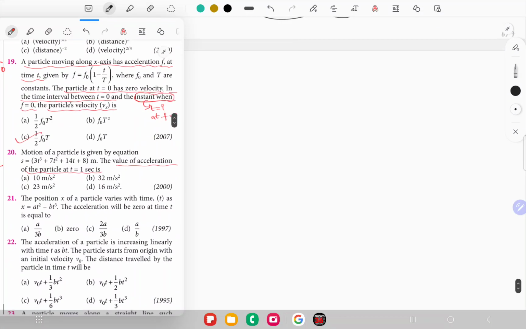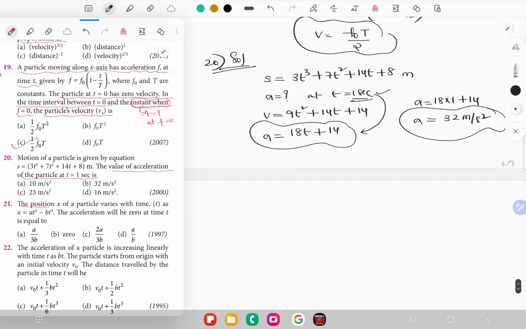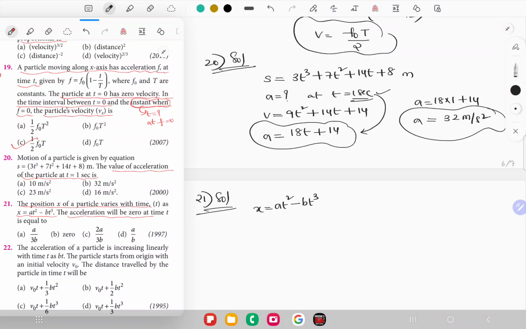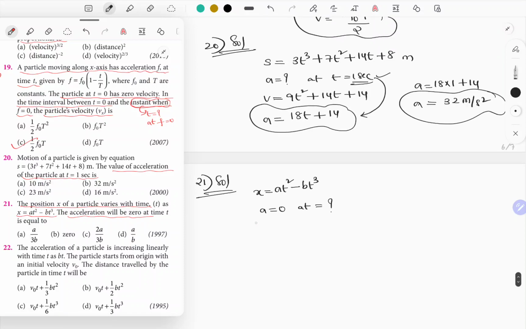Next. The next question is also of the same procedure. What's the question they have given? The position of the particle varies with respect to time as x is equal to a t square minus b t cube. Question 21. x is equal to a t square minus b t cube. Then they are asking, the acceleration will be 0 at t is equal to what? Okay, so first of all, acceleration is 0 at that moment, we have to find out the time, that is the meaning.